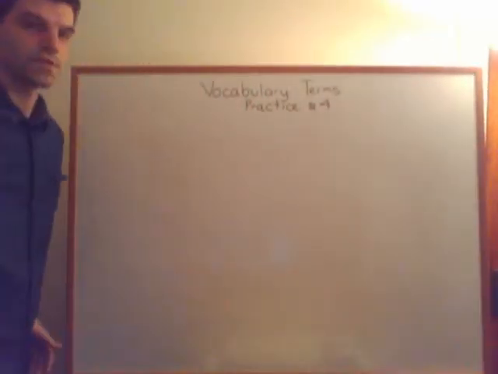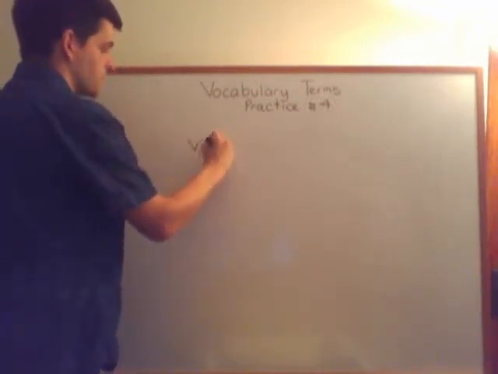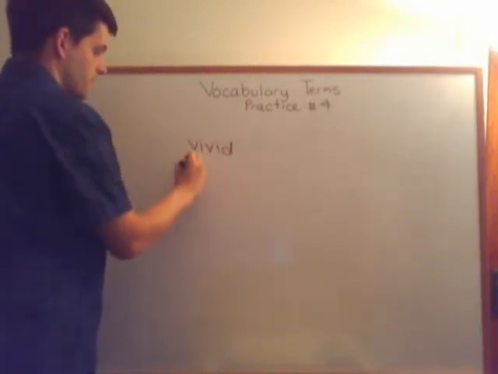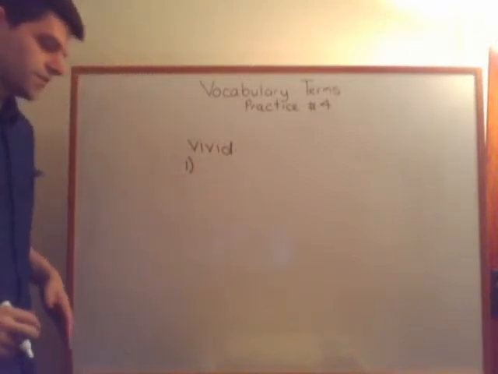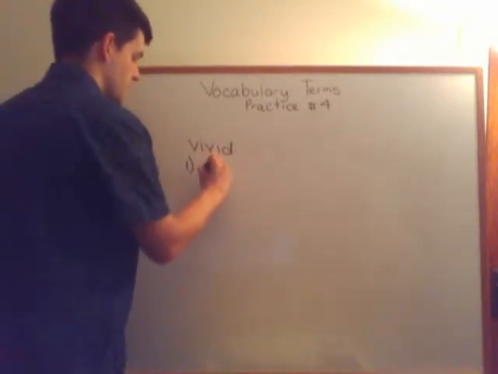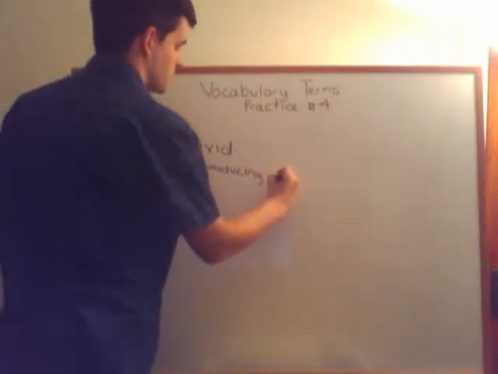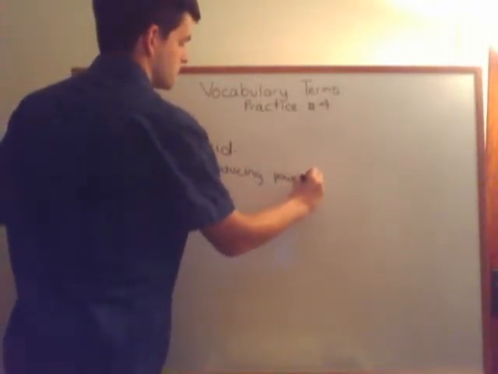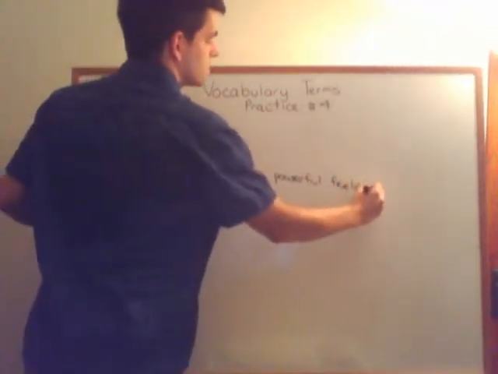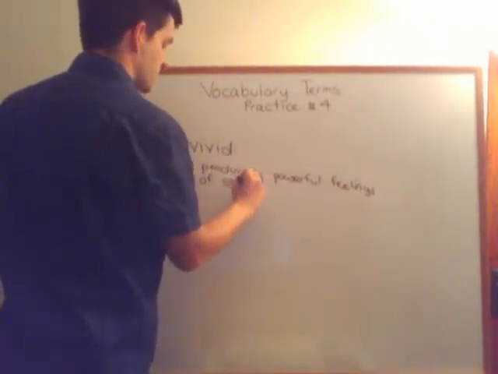So our next word is also a double meaning word. A lot of double meaning words today. Our next word is the word vivid. Vivid is spelled V-I-V-I-D. And its primary definition is producing powerful feelings of strong, clear images in the mind. So, producing powerful, full feelings of strong, clear images in the mind.